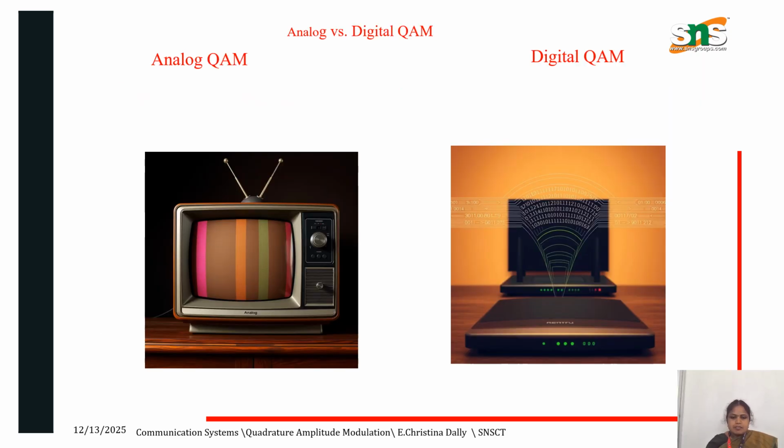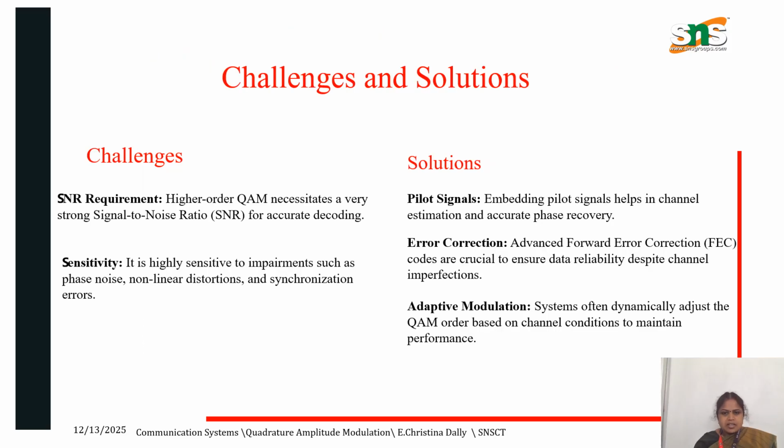So this is the difference between analog QAM and digital QAM. Analog QAM, we already used in the previous stage. In digital QAM, where zeros and ones are used, we face a lot of challenges. The signal to noise ratio is very important in QAM, and it is used for accurate decoding, and it is highly sensitive to impairments such as noise, non-linear distortions, and synchronization errors.